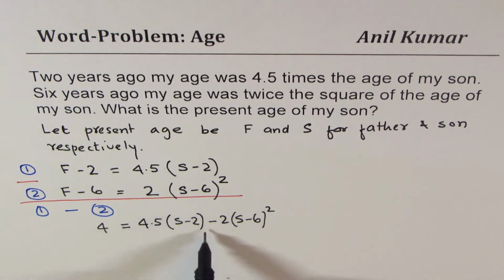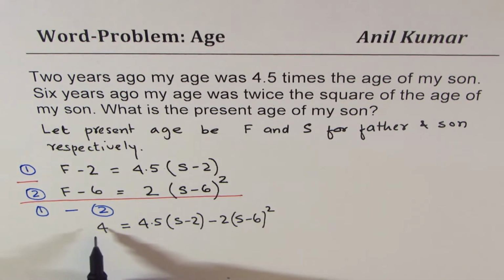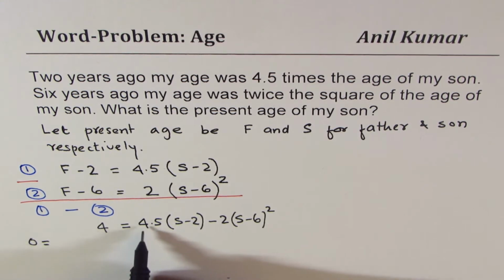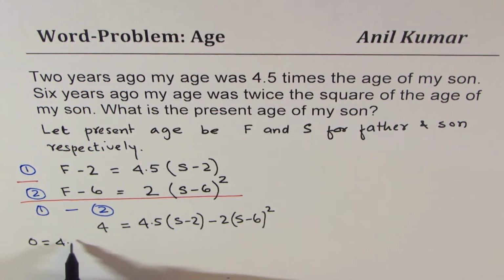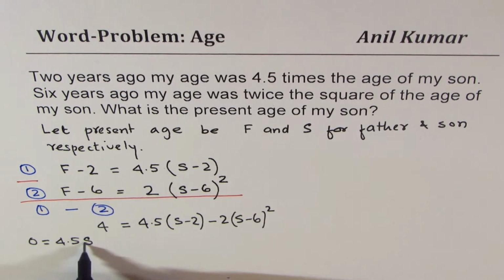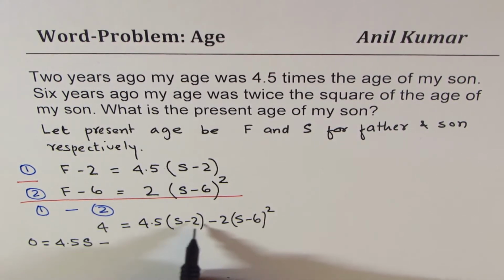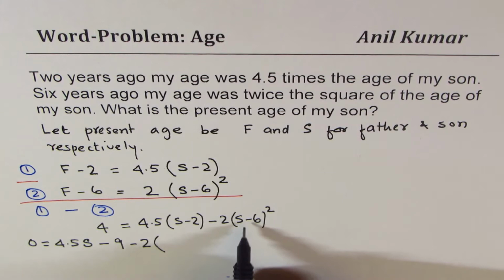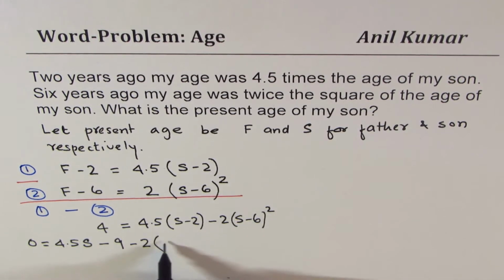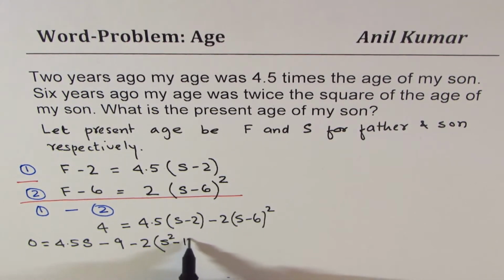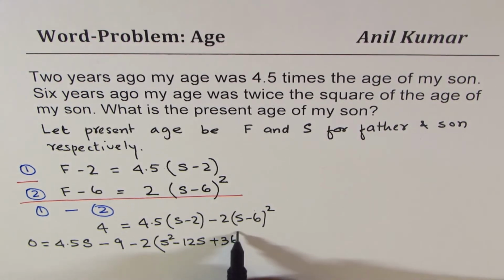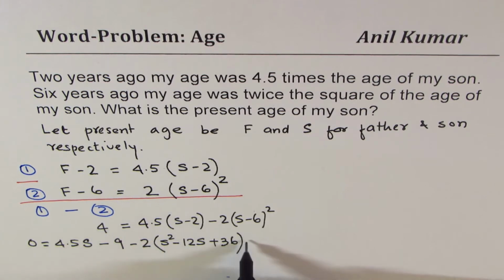So let's open this. Okay, so what we have here is we'll take 4 to this side. So we can say 0 equals 2. Let me open this. We have 4.5, I'm keeping decimals, times S minus 4.5 times 2 is 9. And then we have minus 2 times. It's a good idea to open the bracket. S minus 6 whole square is S square minus 12S plus 6 square, which is 36, correct? And then we'll bring this 4 here.